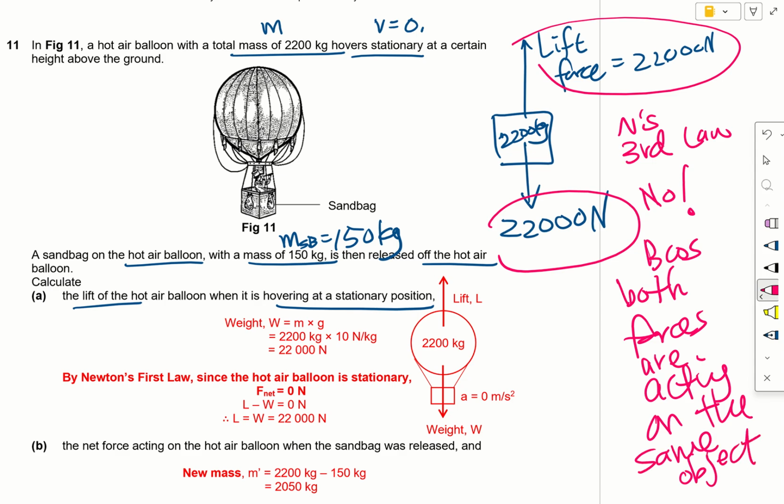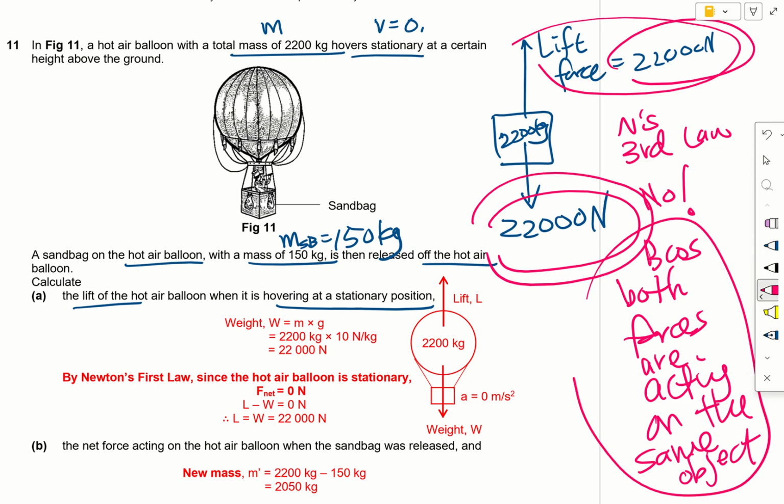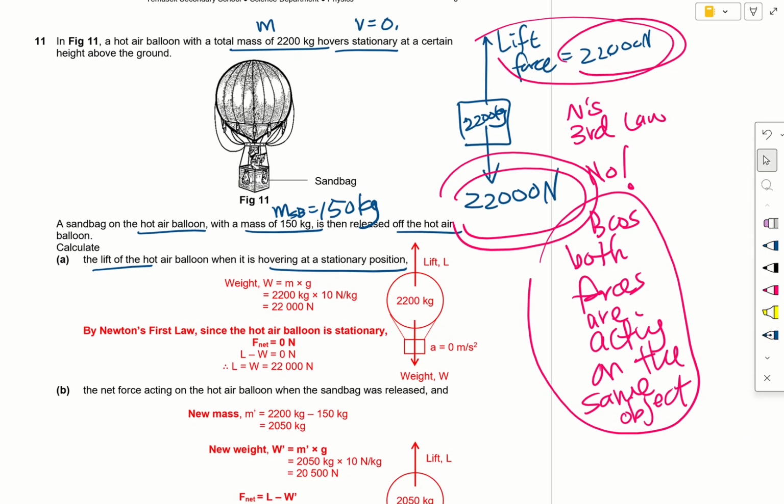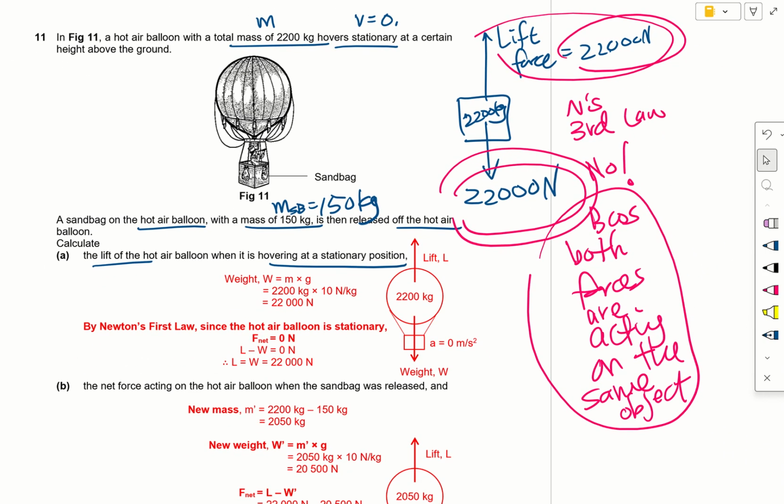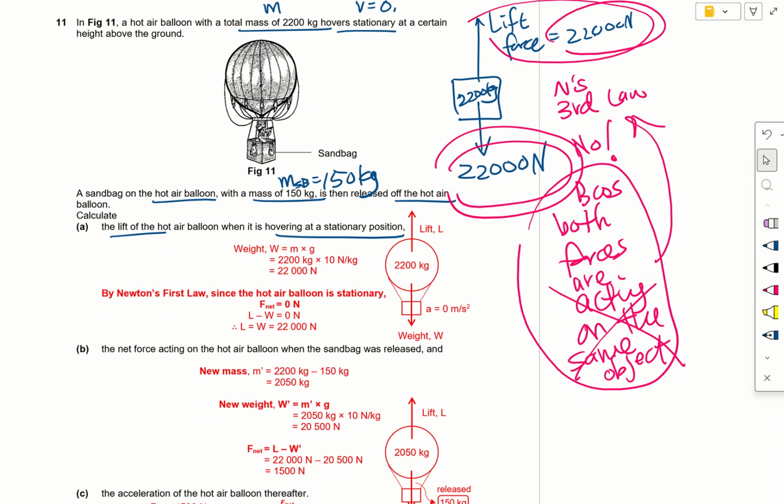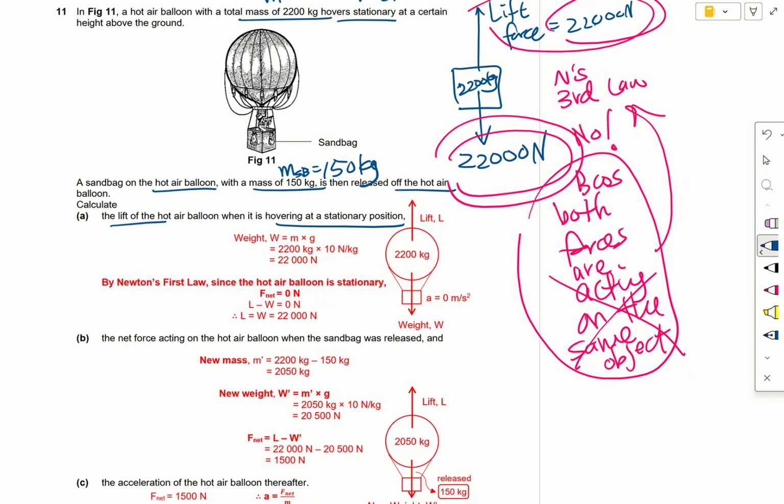So you may argue, oh, both are equal in magnitude and they are opposite in direction. But this is the very simple way to tell whether the two forces are a pair of Newton's third law. Basically both forces are acting on the same object. Therefore, it is not Newton's third law. Okay, now back to this. So they want us to calculate the lift when it's at a stationary position.